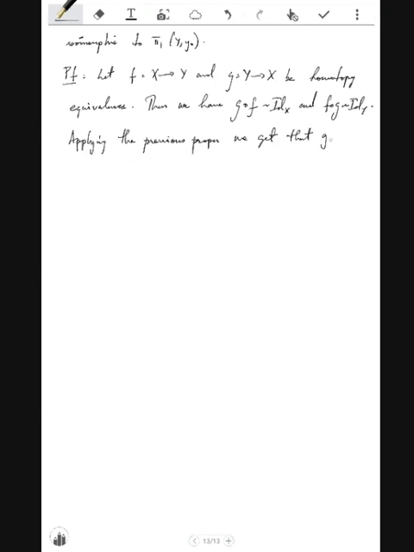So then we have g compose f is homotopic to identity X and f compose g is homotopic to identity Y. So applying the previous proposition, we get that g compose f lower star, which is equal to g lower star compose f lower star, is an isomorphism, which implies that f lower star is an inclusion and g lower star is a surjection.